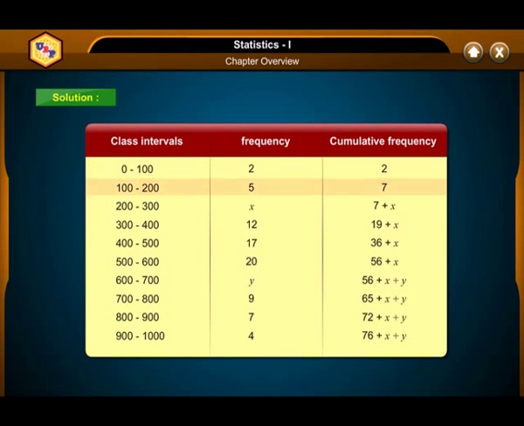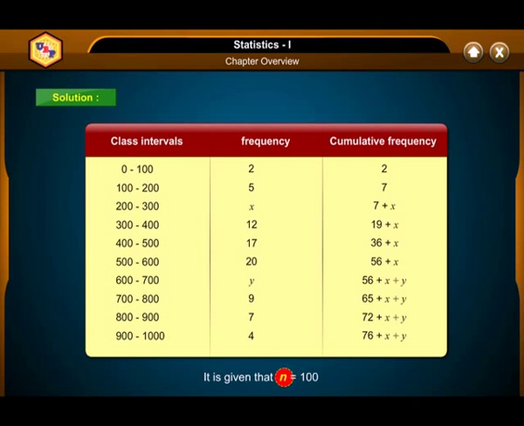0 to 100, 2, 2; 100 to 200, 5, 7; 200 to 300, x, 7 plus x; 300 to 400, 12, 19 plus x; 400 to 500, 17, 36 plus x; 500 to 600, 20, 56 plus x; 600 to 700, y, 56 plus x plus y; 700 to 800, 9, 65 plus x plus y; 800 to 900, 7, 72 plus x plus y; 900 to 1000, 4, 76 plus x plus y.